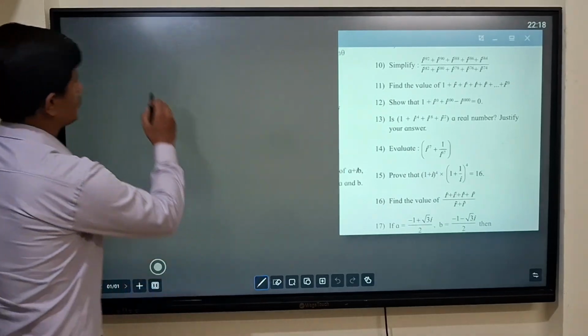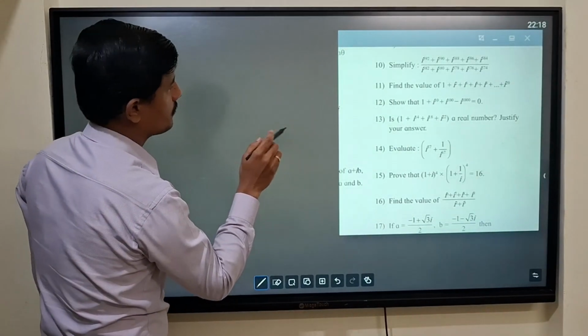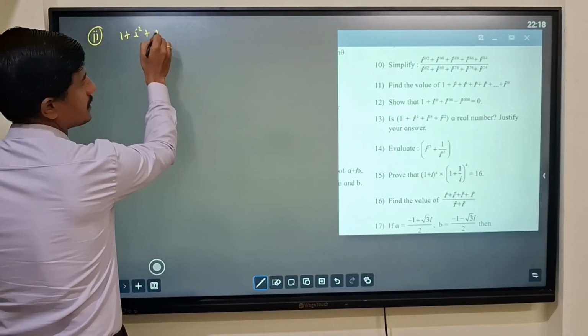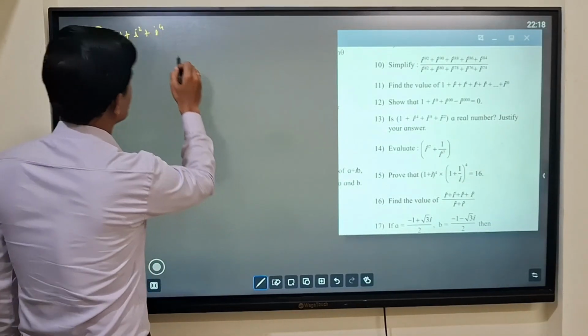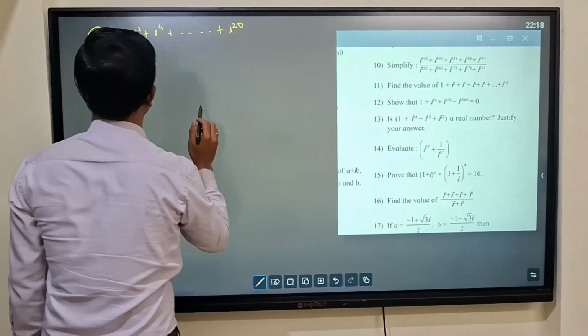Question 11. Find the value of 1 plus i square plus i raised to 4 up to i raised to 20.